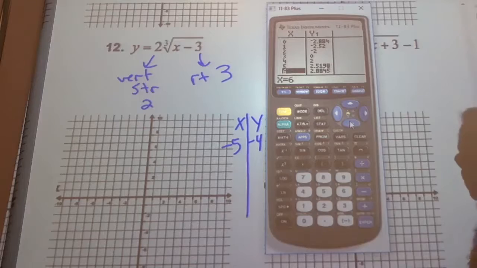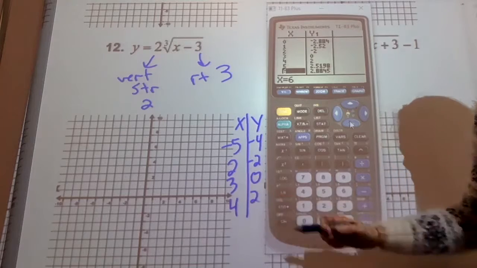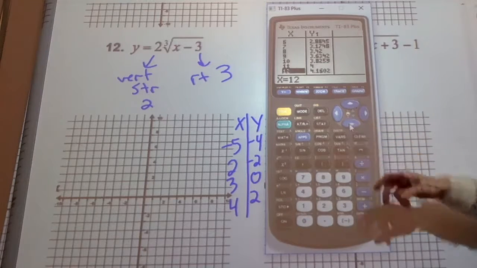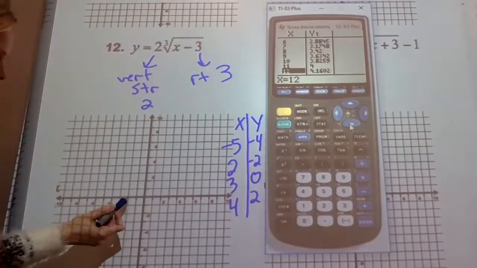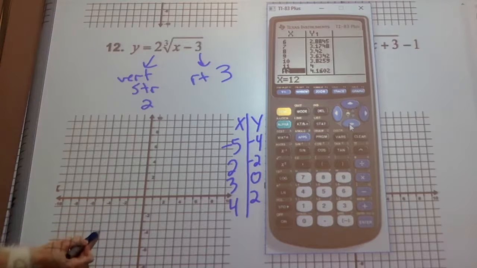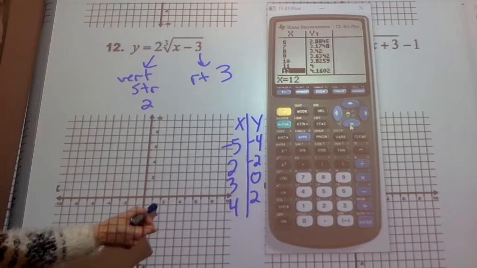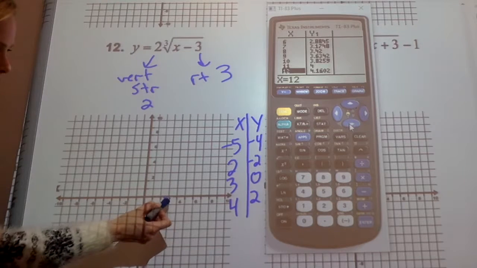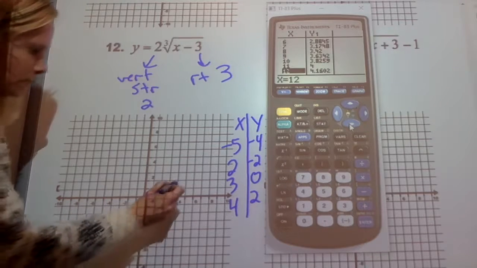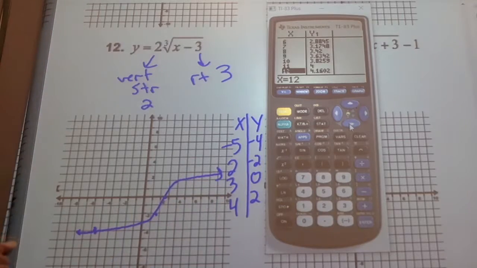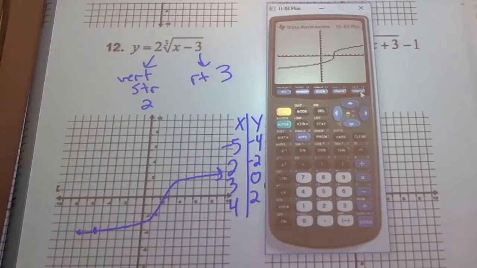There's some nice ones. 2, -2. 3, 0. 4, 2. Is there anything else? 11, 4, that's kind of too big. But that should give me a good idea of what it looks like. -5, -4, 2, -2, 3, 0, 4, 2. So it kind of looks like that. And you can use the picture of the graph to help you graph it. It's going to look the same.